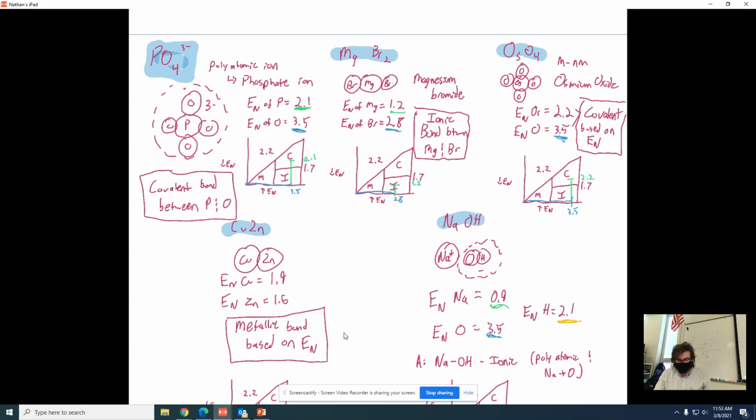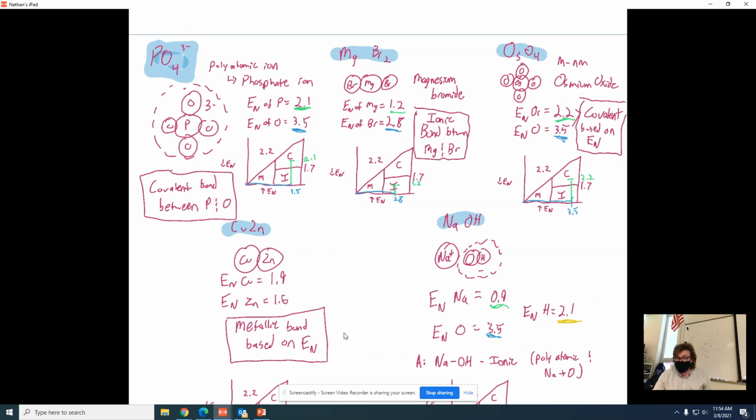OsO4, I think, is the first kind of tricky example because we have a metal and a non-metal. So when we name it, we could call it osmium oxide. When we draw it out, it'll look like this. But when we actually look at the electronegativities, we see that osmium has an electronegativity of 2.2. Oxygen has an electronegativity of 3.5. If we graph this one out, we'd see that we end up in the covalent category. So based on the electronegativity data that we've been given, this seems like it would be a covalent bond. And that would be the answer we would expect you to put on an assessment.